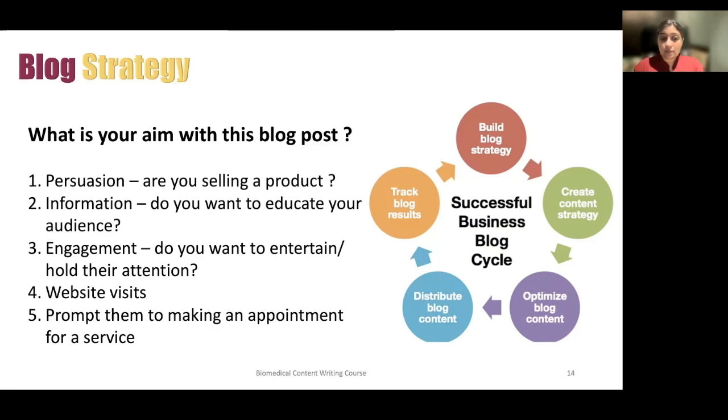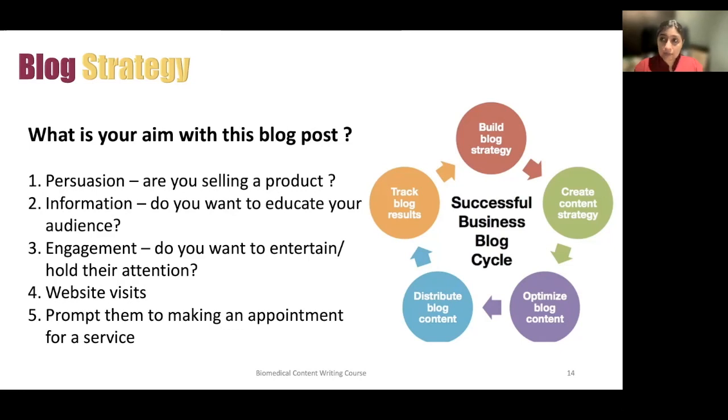Do you want to increase the number of website visits? Or do you want to prompt them into making an appointment for a service? These are certain aims that blogs have, depending on whether you're writing for a personal blog, your own business, or maybe the company that you work for. Now, when we build this blog strategy, the next step would be to create the content.